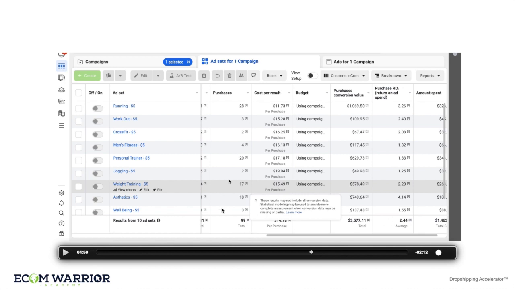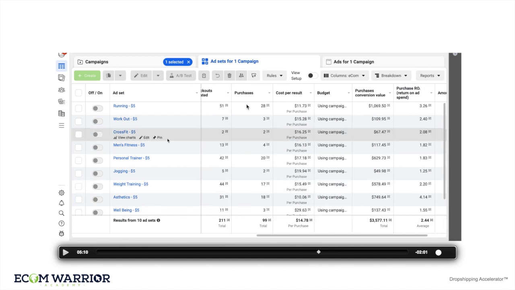You can see in these ad sets, it's got interests such as running, workout, CrossFit, men's fitness, personal trainer, jogging, weight training, aesthetics, and also well-being. The running ad set generated a total of 28 sales. The workout ad set generated 3 sales, CrossFit 2 sales, personal trainer 20 sales, aesthetics 18 sales, well-being 17 sales, etc. This CBO did a total of 99 sales.